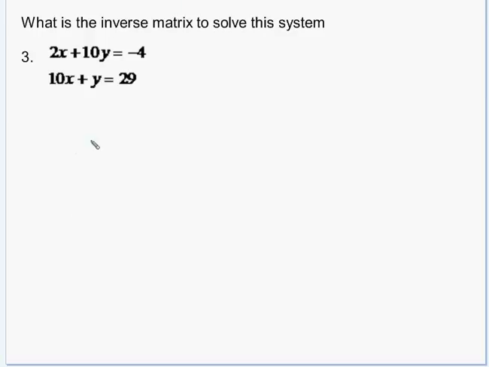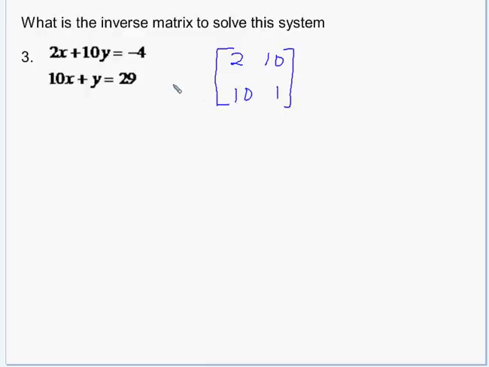Now our last one says, what is the inverse matrix to solve the system? Since technically we cannot divide matrices, you actually find the inverse of your coefficients and you multiply it by the answers to get your final product on this. But all I want to know is, what is the inverse matrix that represents this problem? So we're just going to focus on the coefficients. So we have 2, 10, 10, and 1.